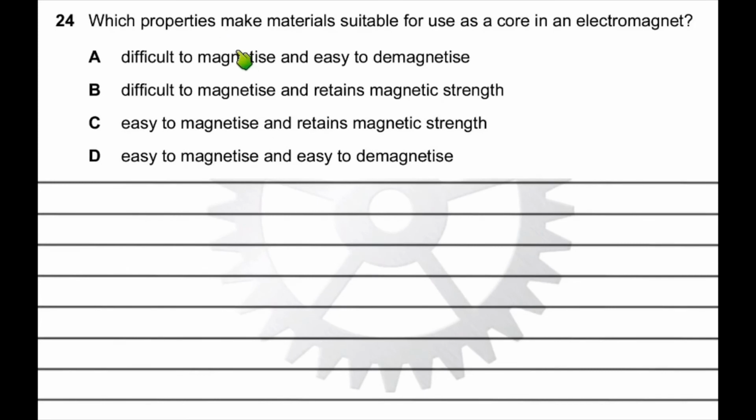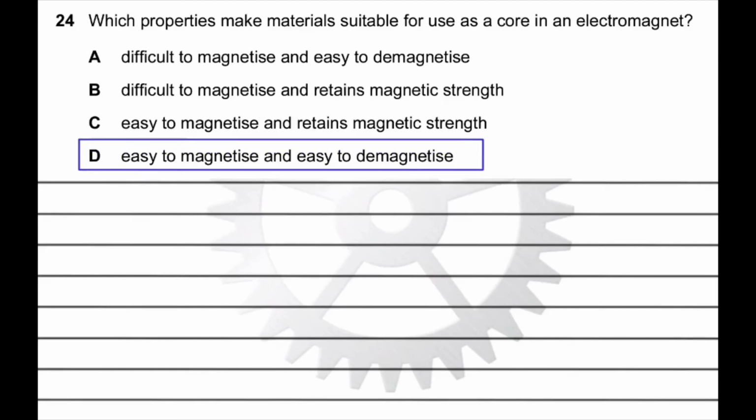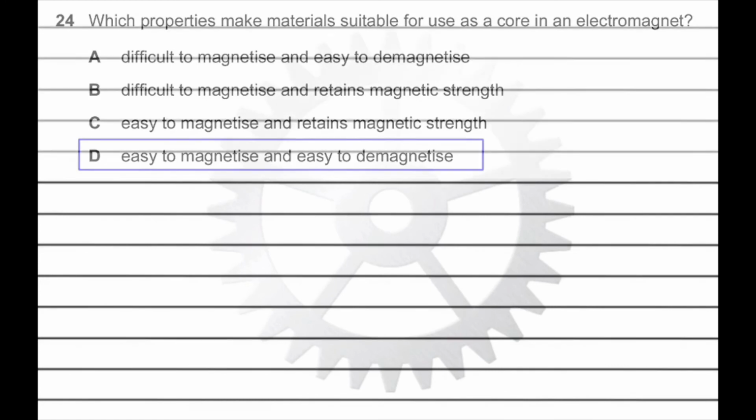Which properties make materials suitable for use as a core in an electromagnet? 5 seconds. Difficult to magnetize and easy to demagnetize? No, the core is of iron, and the property of iron is that it is magnetized and demagnetized easily. So the answer should be D: easy to magnetize and easy to demagnetize.